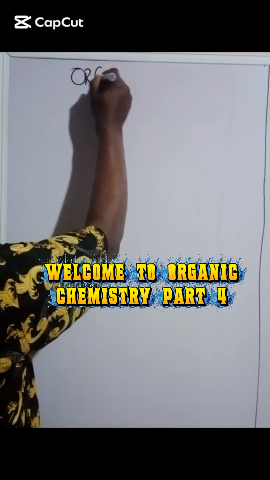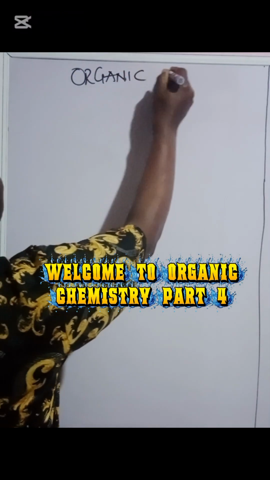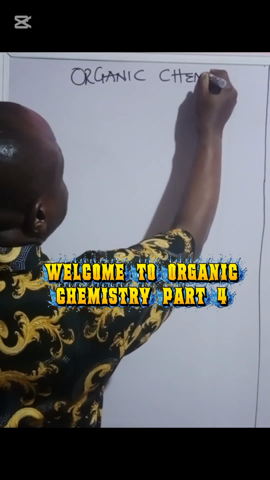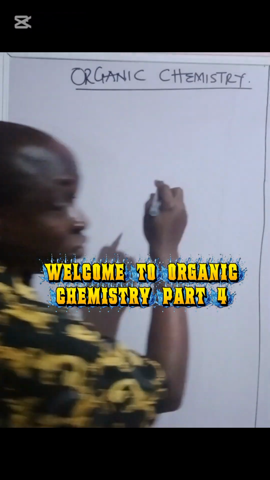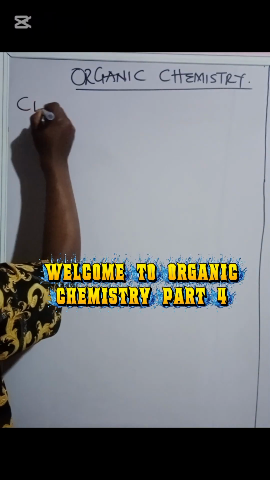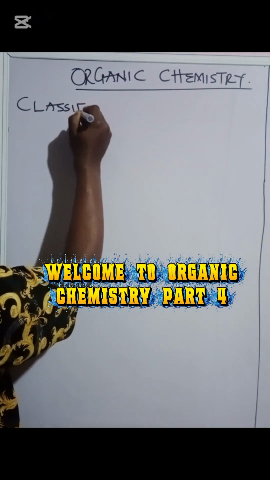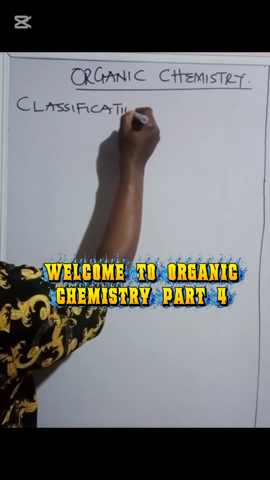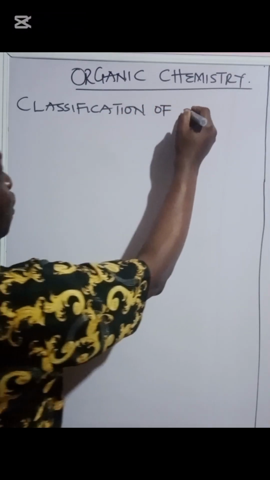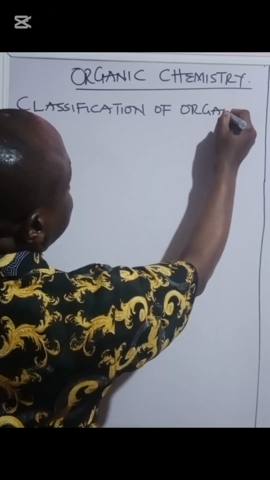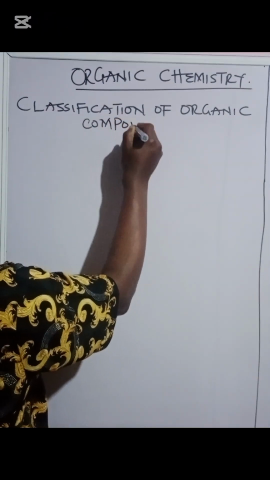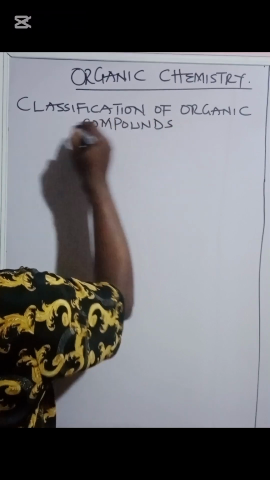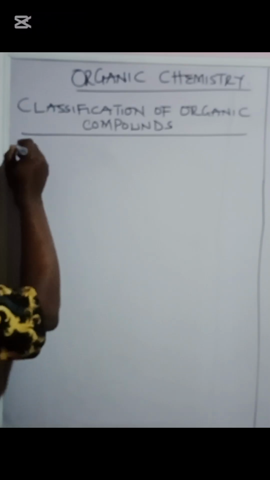So continuing from where we stopped, organic chemistry. So the next topic is classification of organic compounds. So we want to classify all the organic compounds.